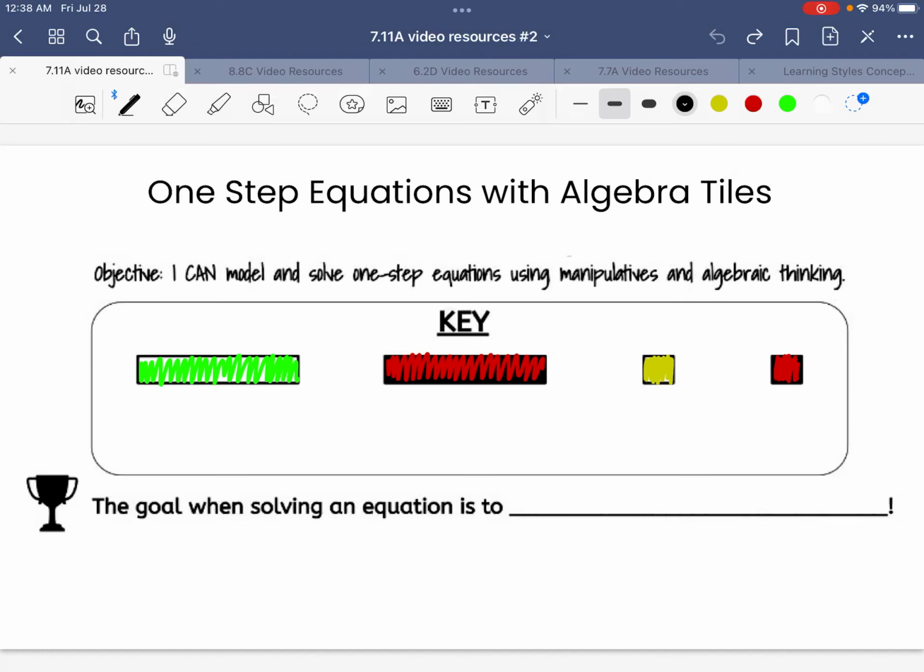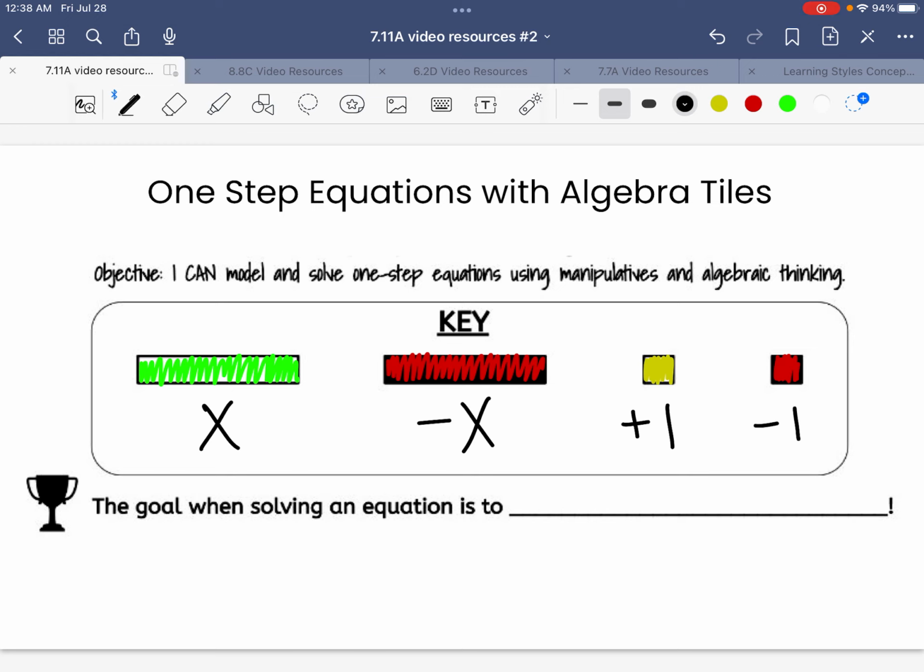Hey guys, today we're going to be looking at how to solve one-step equations using algebra tiles. And so if you look right here, we have our key. The long, skinny green rectangle represents x. The red, skinny rectangle represents a negative x. The yellow unit is a positive 1, and the red unit is a negative 1.